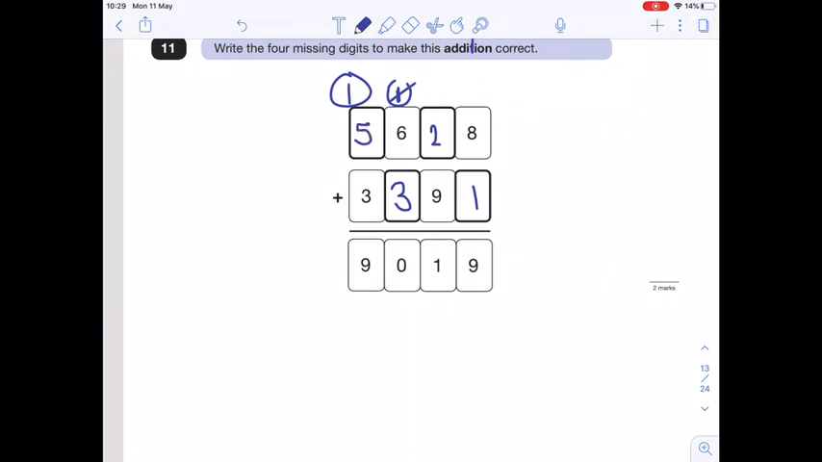Now I'm not going to leave it there because I'm not daft, I'm going to actually work it out. Now that I think I've got the right answers, I'm going to try and work it out. So I've got 8 add 1 is 9, 2 add 9 is 11, carry 1. 6 add 3 is 9, add 1 is 10. 5 add 3 is 8, add 1 is 9. Okay. If you went wrong, it was probably that you didn't carry these ones.